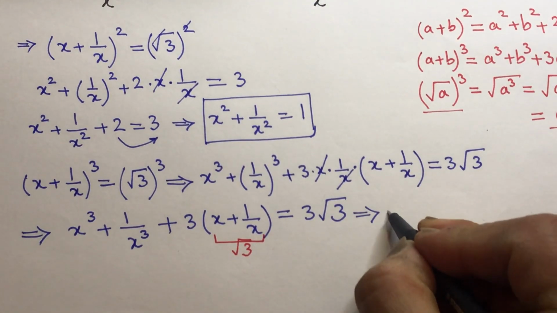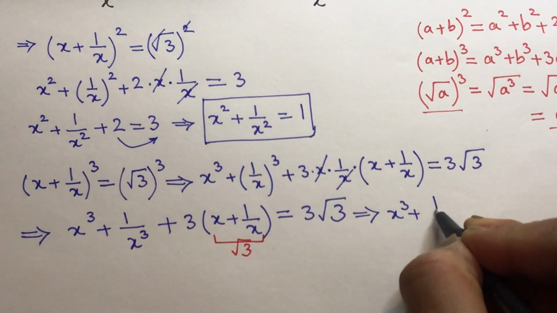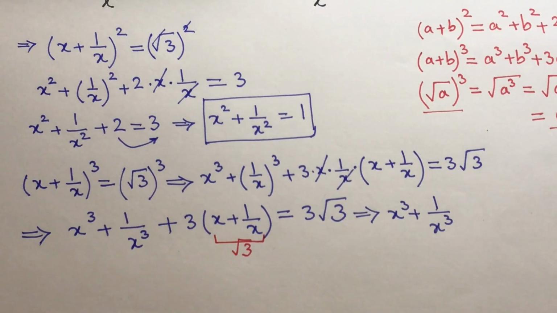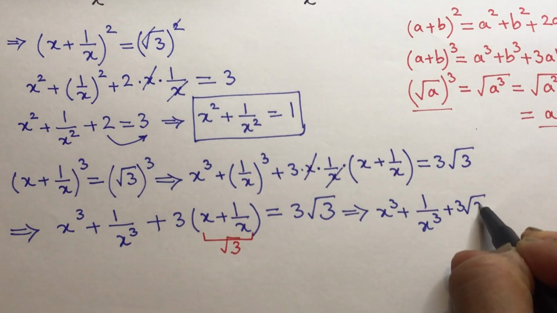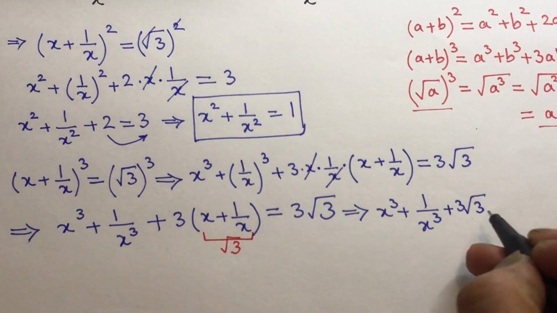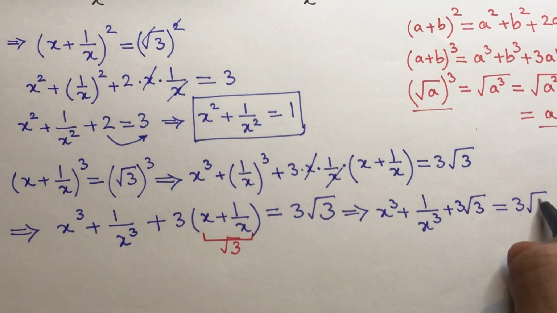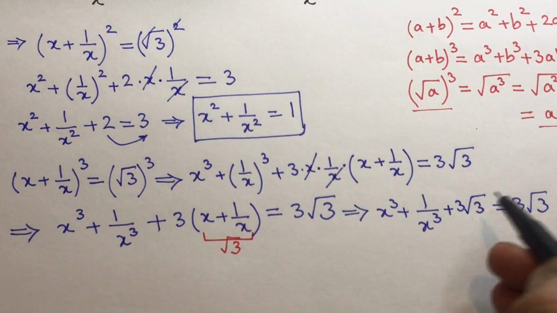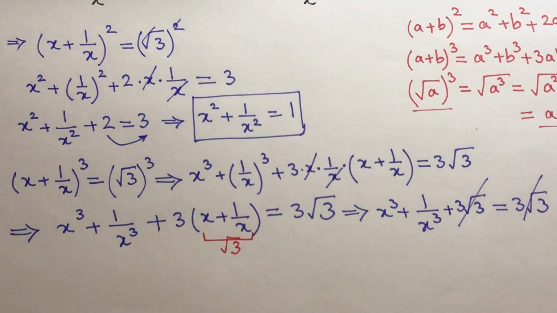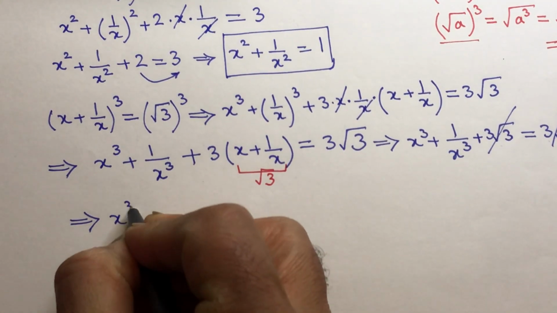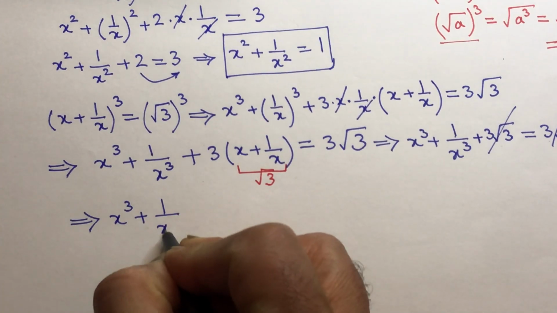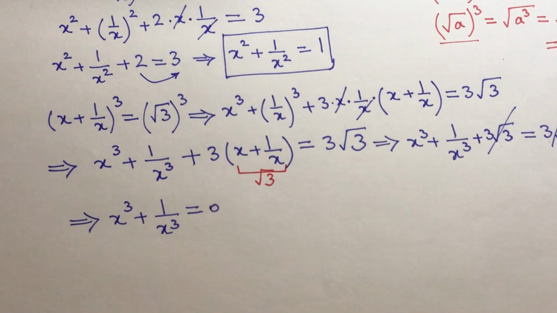Now it is x cubed plus 1 over x cubed, and here plus 3 square root of 3, and the other side is 3 square root of 3. And you can simplify these two terms and nothing will remain. And finally here is x cubed plus 1 over x cubed equals 0.